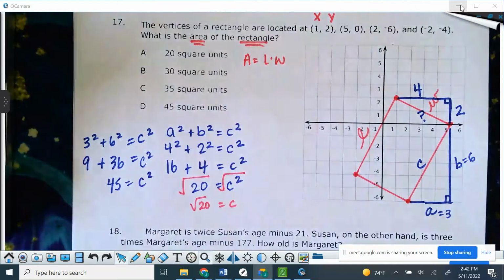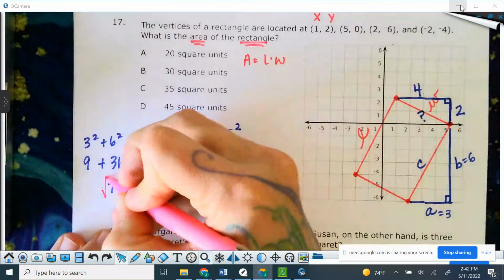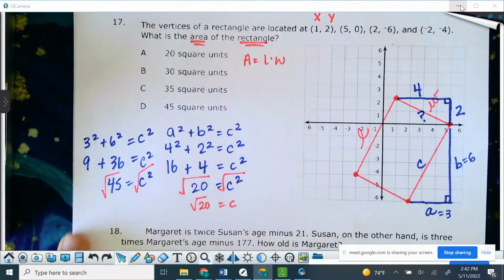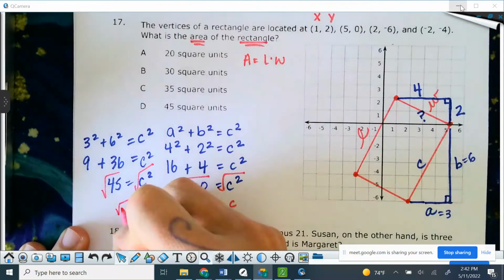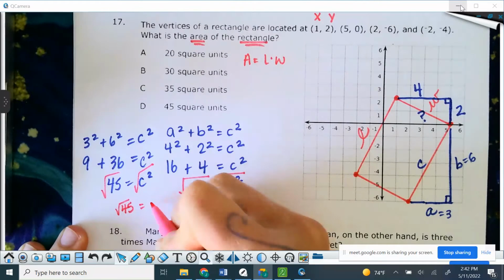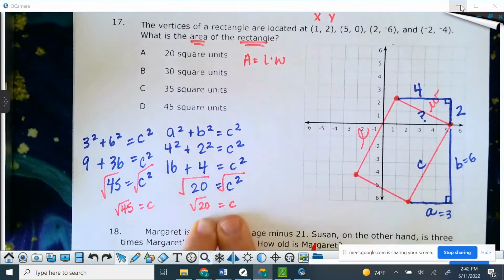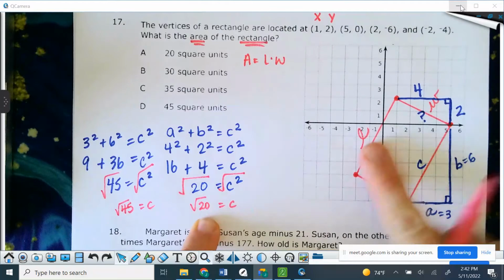The inverse of squaring something, again, somebody type it in there. What's the inverse of squaring something? Yeah, square root. So we're going to square root this side, square root this side. Again, the square root of 45 is going to be some nasty number. It's not a whole number. So I'm just going to leave it the square root of 45 is equal to C. So this is our length. This is our width. So area for a rectangle is length times width.